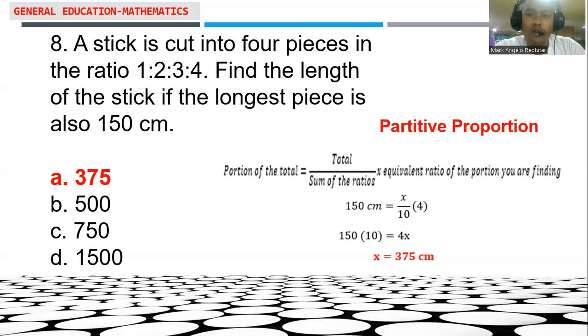Applying now the formula, we have 150 centimeters equal to x over 10 multiplied by 4. Simplifying further, we have 150 multiplied by 10 equal to 4x. Multiplying both sides by 1/4, so that 4 will be eliminated on the right side, we will have the value of x to be 375 centimeters. So therefore, the length of the stick that was divided into 4 parts is equal to 375 centimeters.